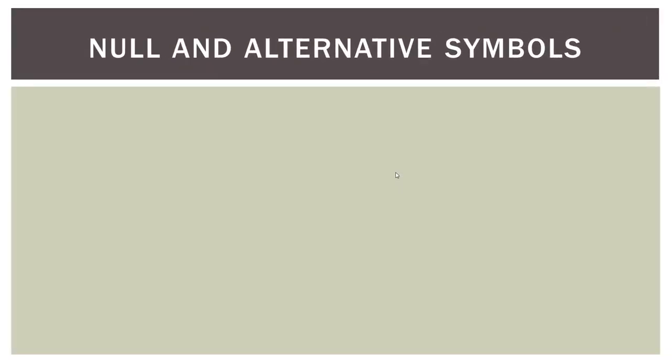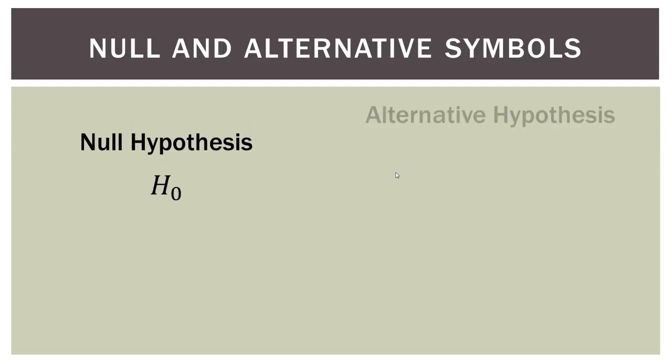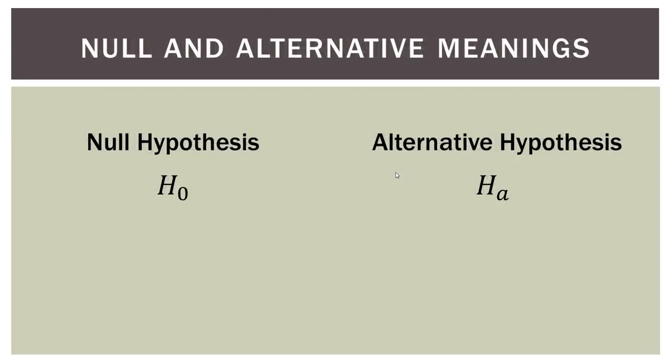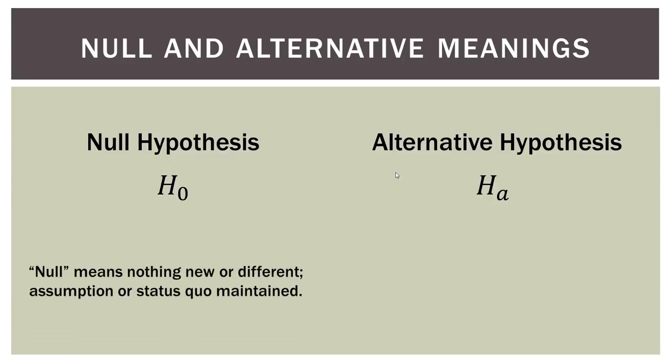Now, how about the null and alternative symbols? So for the null hypothesis, it's just H sub 0. The alternative is H sub A for alternative. Now, what we mean by null in the null case, null means nothing new, nothing different, nothing new to see here. The assumption or the status quo is maintained.